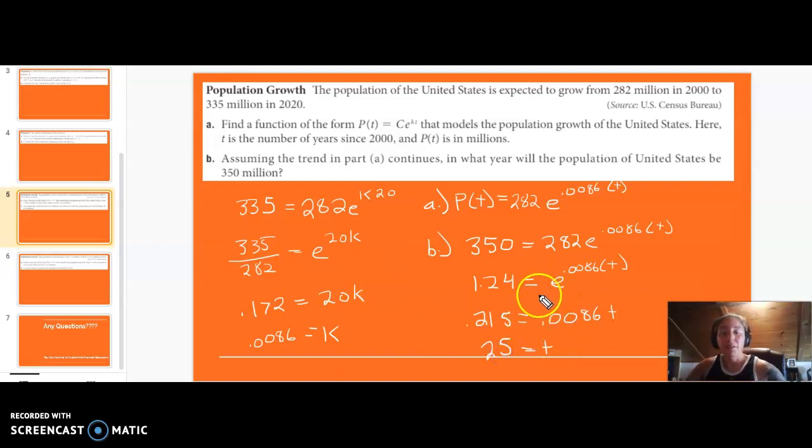So assuming the trend, what year? Well, it'll be 25 years, so that's the year 2000 plus 25, so that's the year 2025. That is when we'll expect the United States to be 350 million.